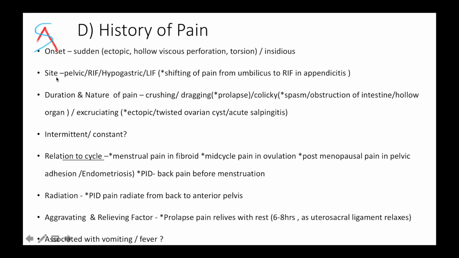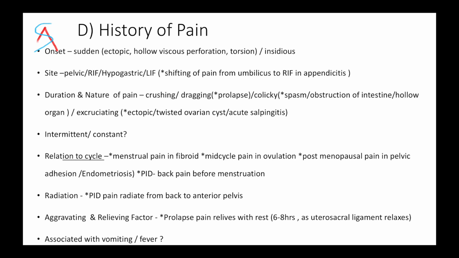Ask where the site of pain is, especially in appendicitis, where the patient will say the pain initially started around the umbilicus and has now gone to the right iliac fossa. Then talk about the duration and nature of the pain. A dragging type of pain would be there in prolapse, while colicky pain would be because of spasm or some intestinal obstruction. Severe pain could be there in ectopic pregnancy, twisted ovarian cyst or acute salpingitis.